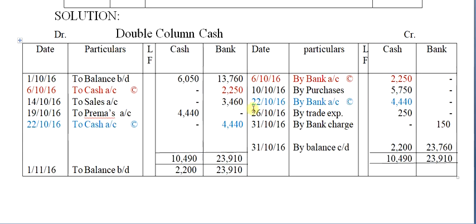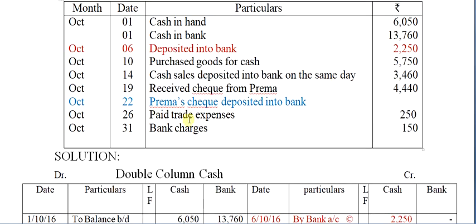It is a contra entry. Again, what balance increases? Bank balance. How much does it increase? 4440 to cash account. It is a contra entry on which date? 22/10/2016, my dear students. Moving on to the next point, October 26th, paid trade expenses 250.